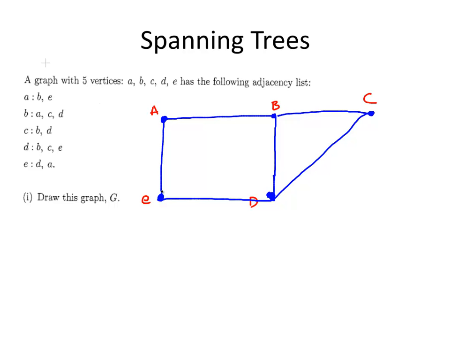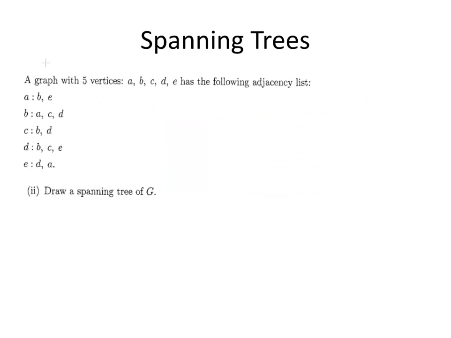So again, that is a second attempt. Usually it takes 1 or 2 attempts to come up with a nice simple looking graph. So what we're going to do now is go on to the next question here. Draw a spanning tree of G. So what I'm going to do here is actually just draw a spanning tree of G.